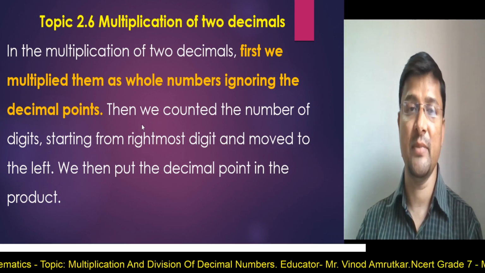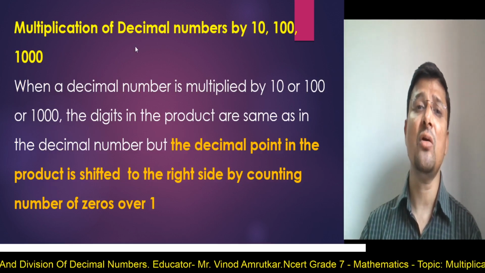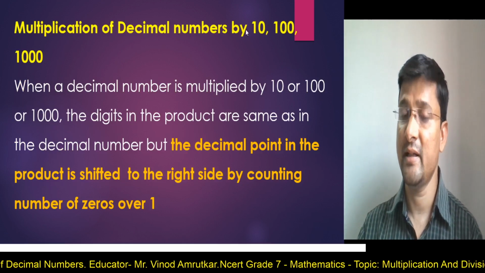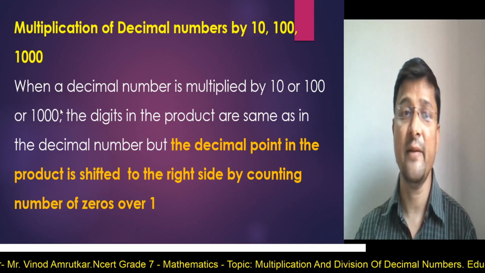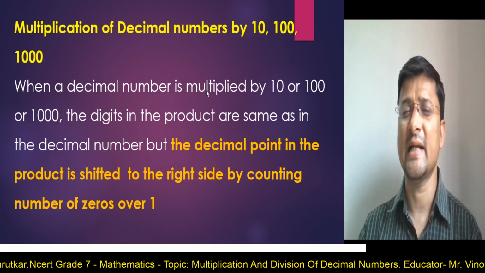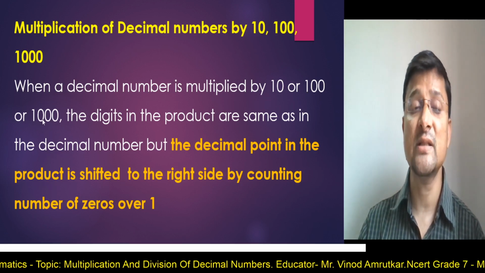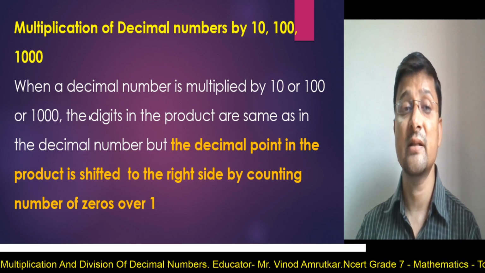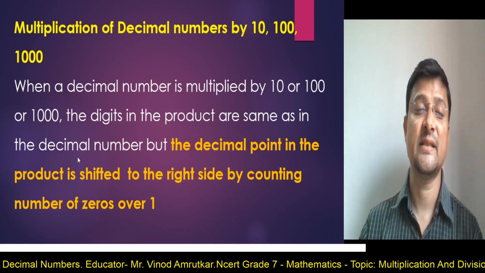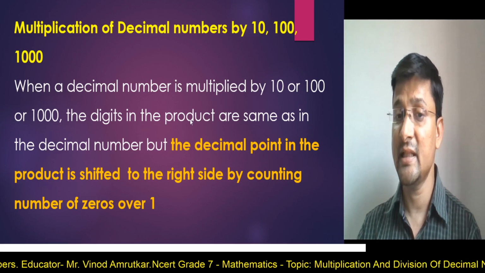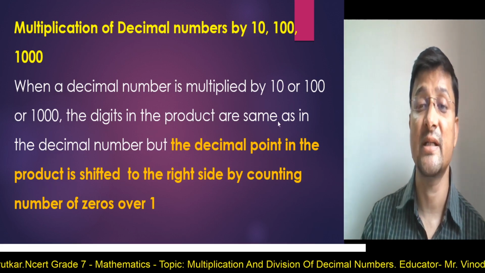the decimal numbers. Now the next topic is multiplication of decimal numbers by 10, by 100 and by 1000. It's a very simple thing again. When a decimal number is multiplied by 10 or by 100 or by 1000, what is the rule for that? The rule is that the digits in the product are the same as in the decimal number. See the sentence again. The digits in the product, that means the digits in the answer, are the same. There is no change in the digits in the answer.